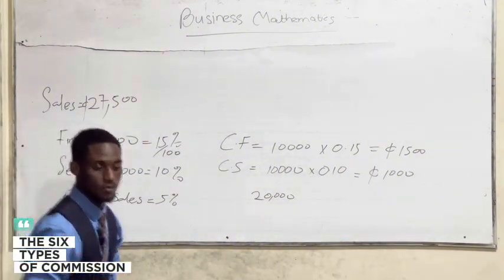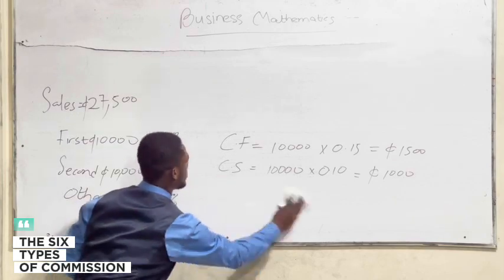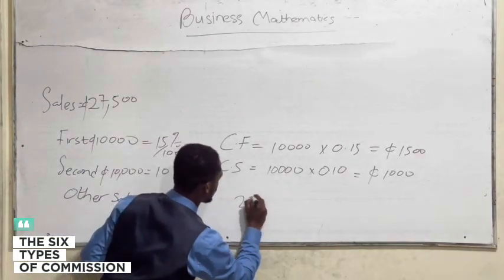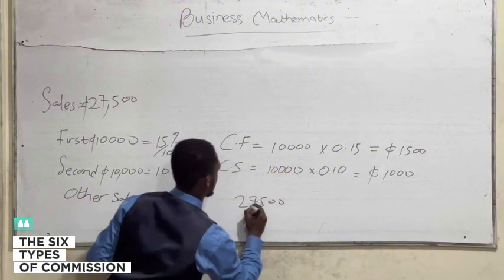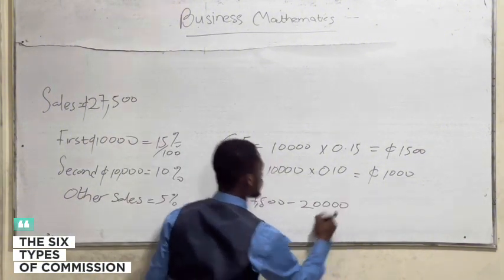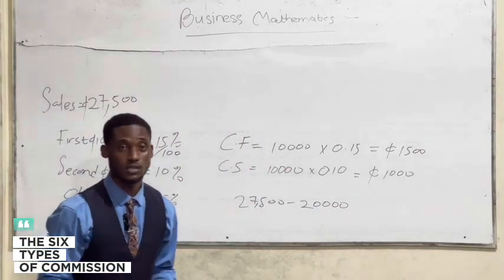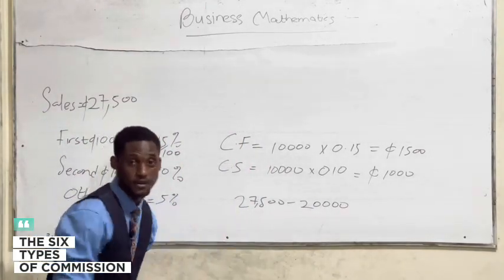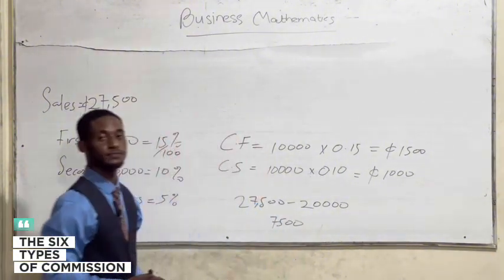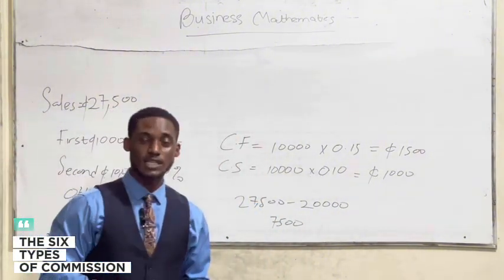So now, let's do something here. The total sales made is 27,500 minus 20,000. We are left with what? 7,500 cedis. This is what must be done.